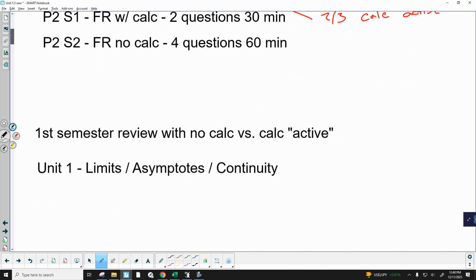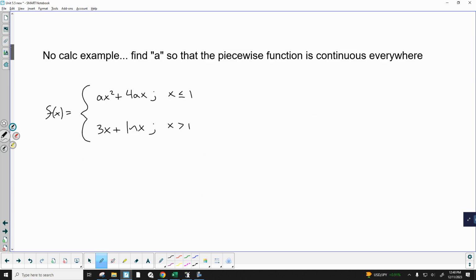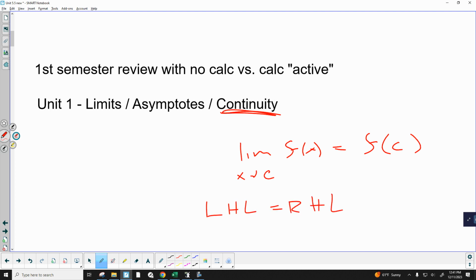So you'll need to know about limits, asymptotes, continuity. We're going to focus on continuity. Continuity says, hey, a function is continuous if limits and function values agree with each other. That's making sure your left-hand limit equals your right-hand limit, which equals the function value. Quick little review of one lesson, that's continuity.